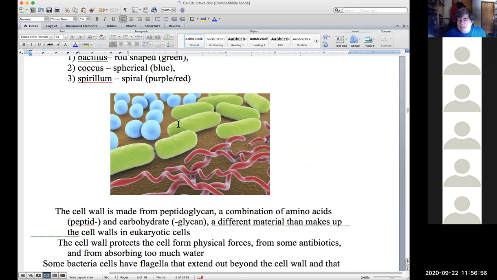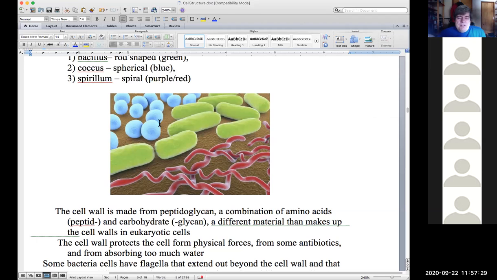Now notice when we look at bacteria, there are thousands of species, but there's only 3 basic shapes for bacteria cells. Some bacteria cells are round, like the kind of bluish purple ones here. This is called a coccus shape. You might have heard of a type of bacteria called Streptococcus that causes strep throat. Or you might have heard of a bacteria called Staphylococcus that causes staph infections.